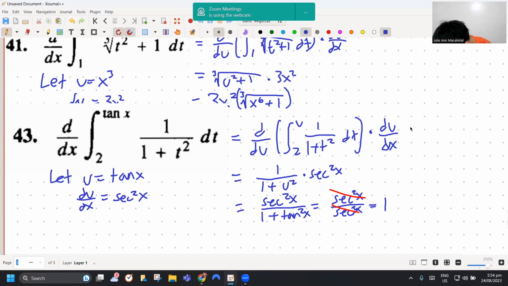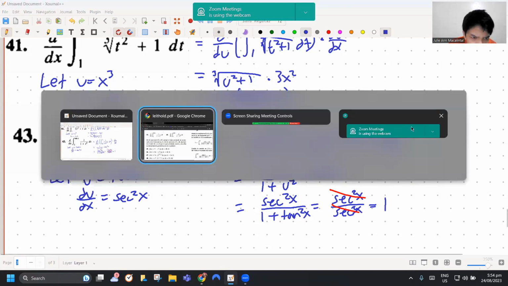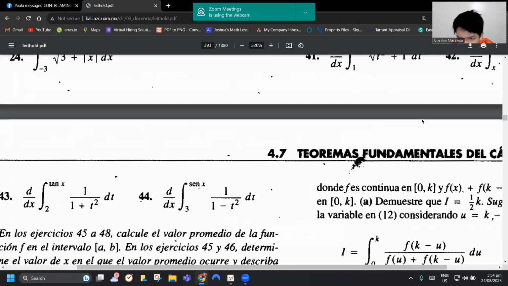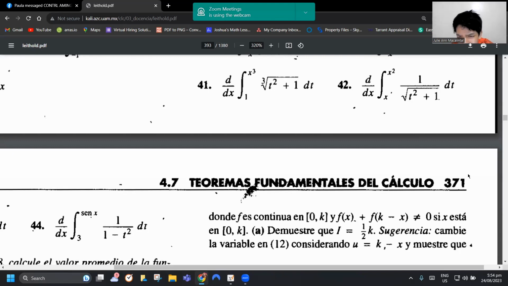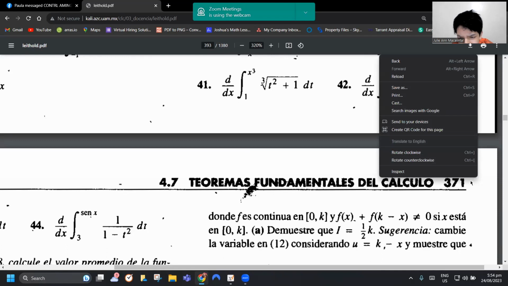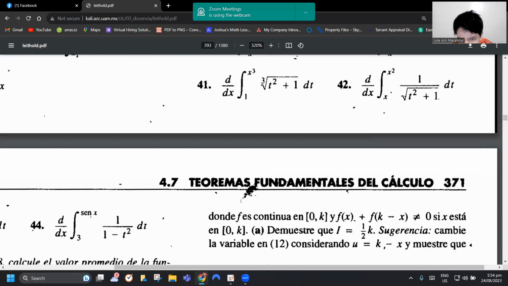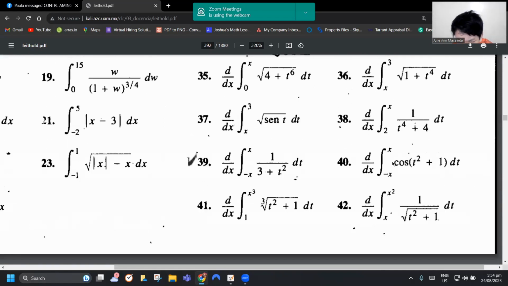So, yung 42, subukan mo lang ng ibang araw. Mukhang interesting siya. Yung dalawang limits, functions of x and x squared. Dito sa negative x to x, ina-assume na yung x is greater than 0. Pero kahit na less than 0 siya, babalik ka naman.